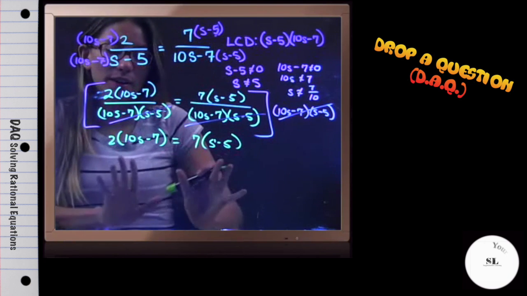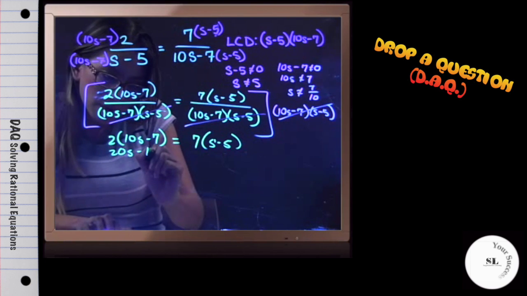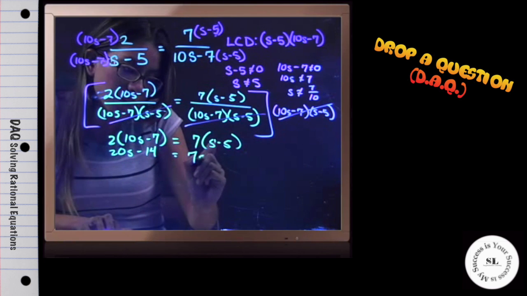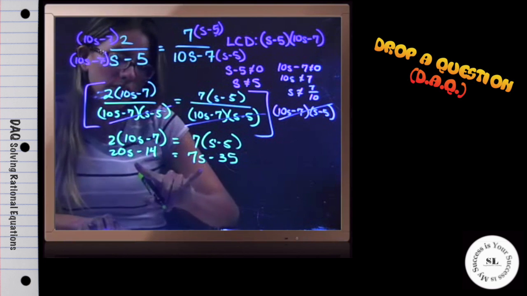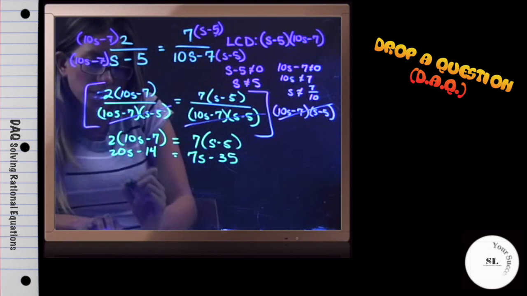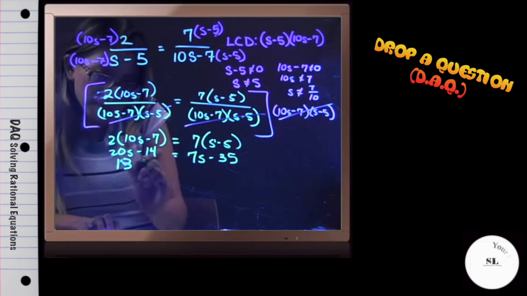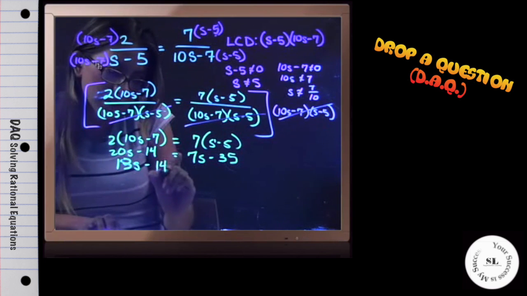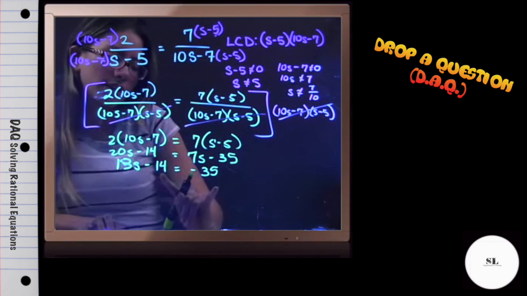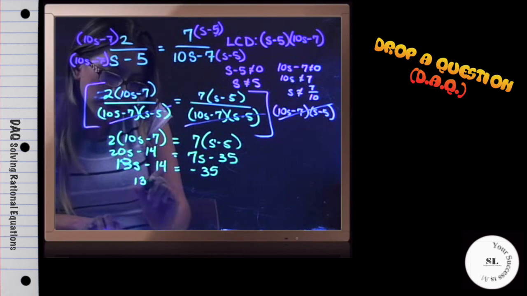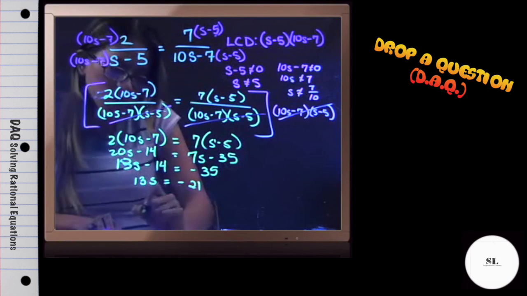So now that we have this equation, we can distribute both sides. We'll have 20s minus 14 equaling 7s minus 35. I need to get my s's on one side of the equation, so I'm going to go ahead and subtract 7s from both sides. I'm left with 13s minus 14 equaling negative 35. And now I have to add 14 to both sides, which will leave me with 13s equaling negative 21.